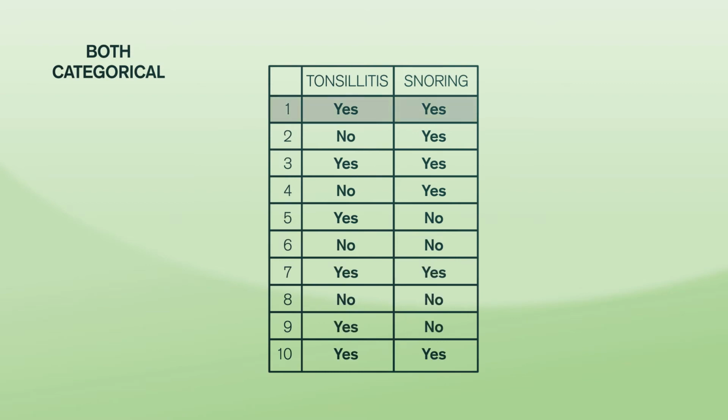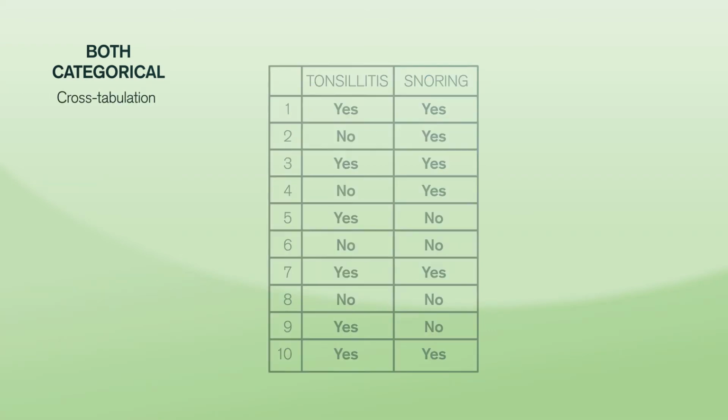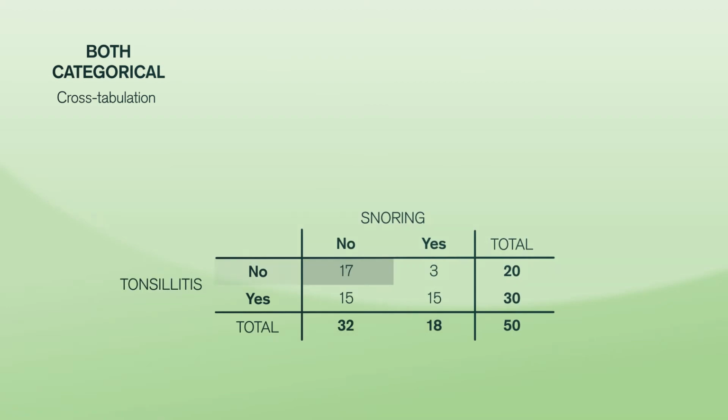Each row represents a child. As the two variables are categorical, you can consider cross-tabulations. There are 17 children who responded no to tonsillitis and no to snoring. 3 children responded no to tonsillitis and yes to snoring.